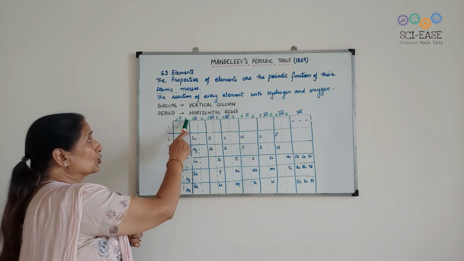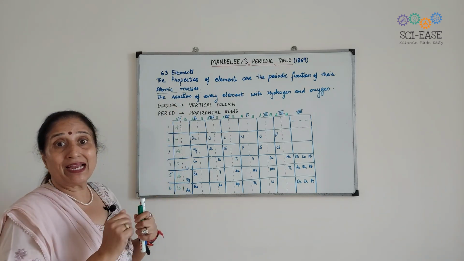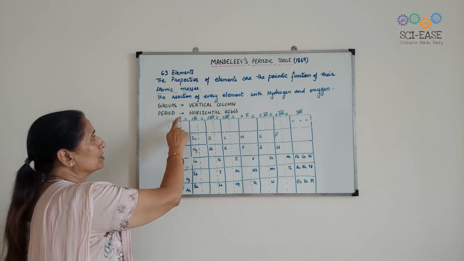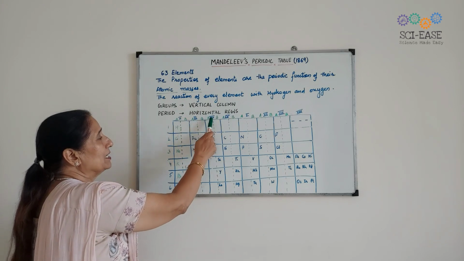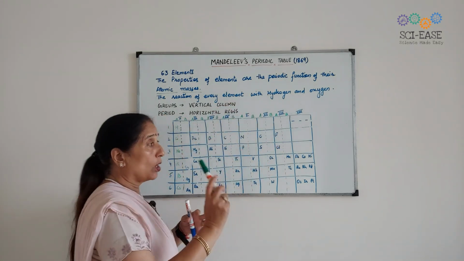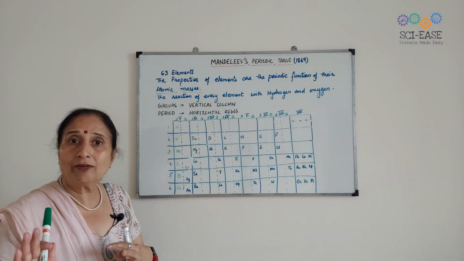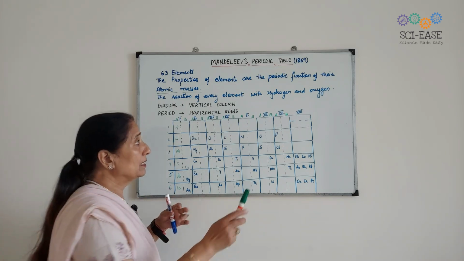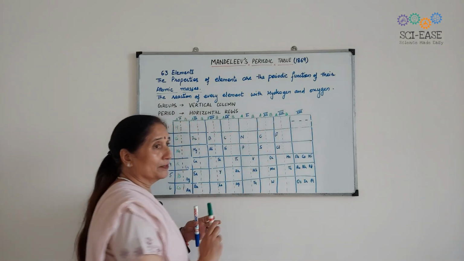Each group is again subdivided into A and B. So, this will be first A, first B, second A, second B, third A, third B, fourth A, fourth B, and so on. But the 8th group was not further divided into A and B. Here, 3 elements will be there.